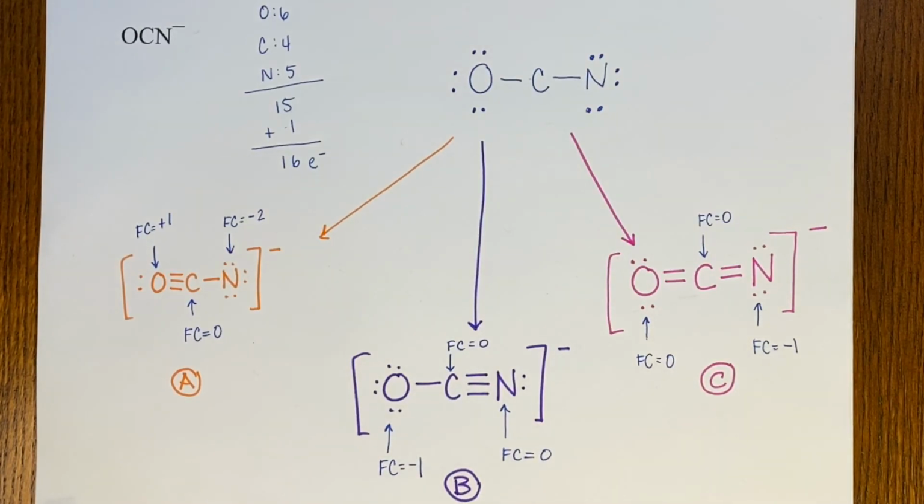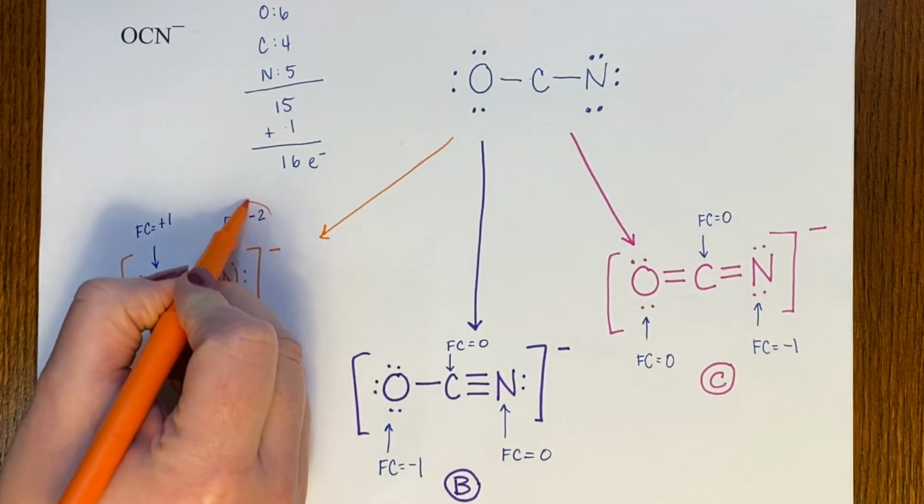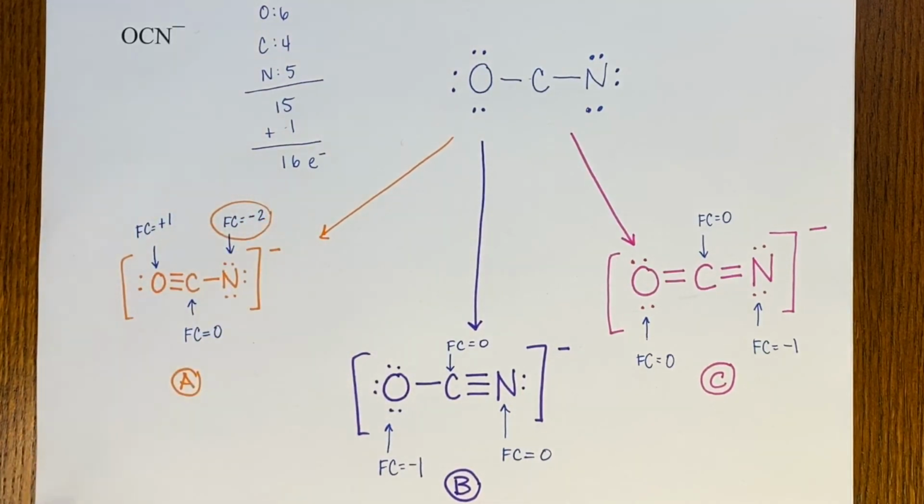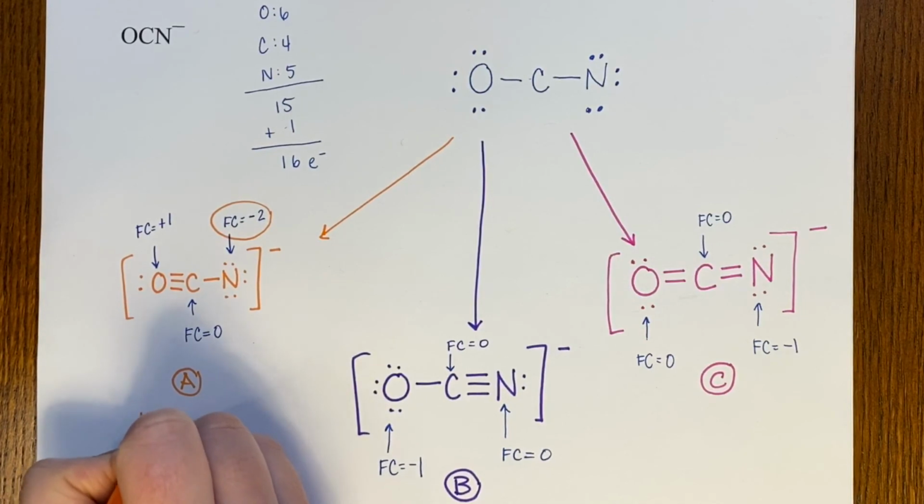So as I consider all of these formal charges, there should be one structure that jumps out at you as the worst of the structures, and that would be structure A. And that has to do with the fact that we have this formal charge of a -2 on our nitrogen. So this is going to be the worst structure.